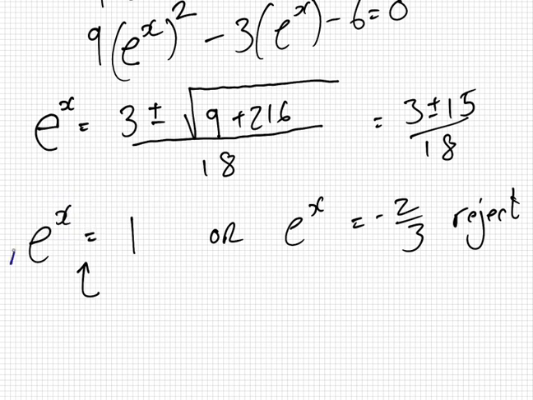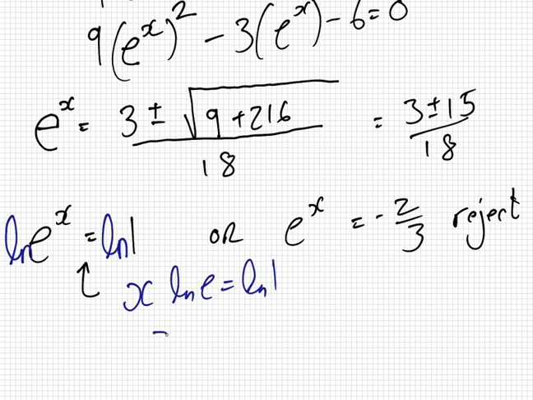What we do here is we just put log on both sides. So we get x log e equals log 1. So we get x equals log 1 over log e, which is 0.